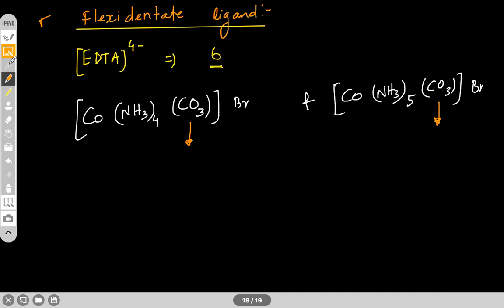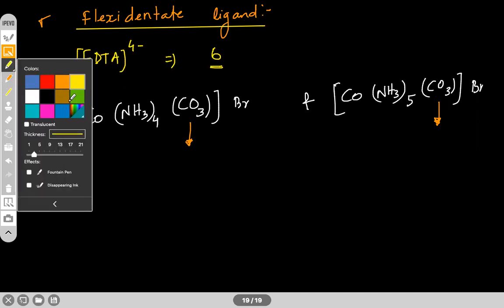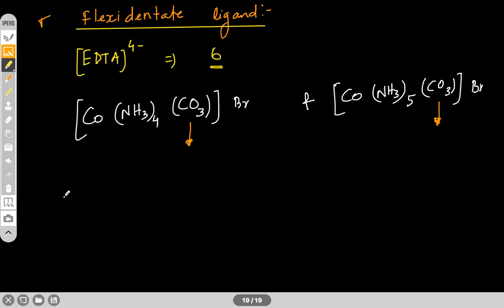That's why it is important to know the charge, whether the ligand is neutral or any charge is present or not. Okay, it's important. This is a carbonate ion, so it has a minus two charge. This is zero and bromine is minus one. So the entire complex will have plus one. You assume this as X. When you find the X value, you'll get plus three here. Yes or no? And plus three here.